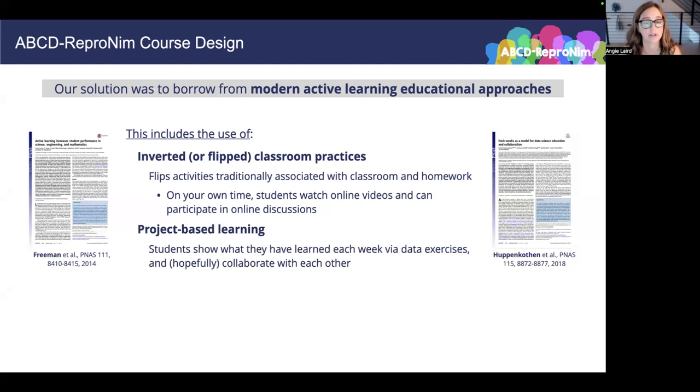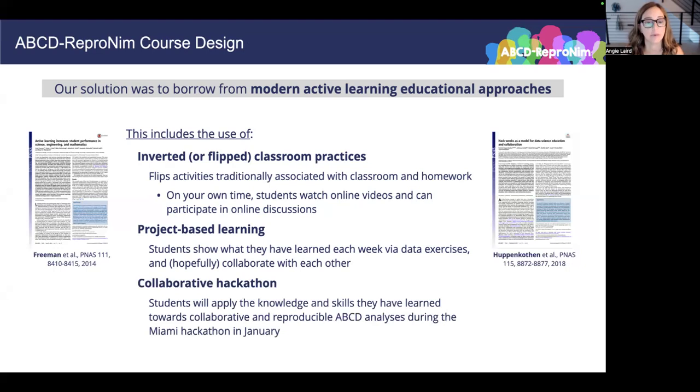Then second, we're going to draw on the use of learning projects as part of what is known as project-based learning, in which students show what they've learned during the week by completing assigned data exercises, during which hopefully you're going to be collaborating and working with each other, getting to know each other. And then finally, ABCD-ReproNim will culminate in a collaborative hackathon.